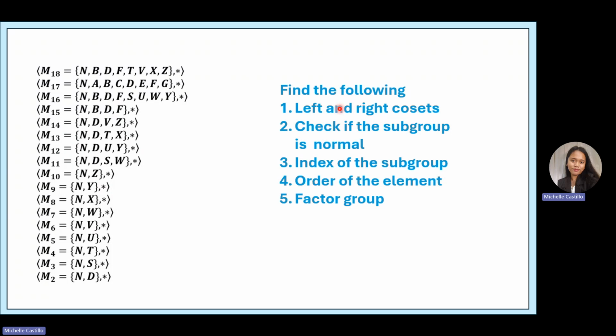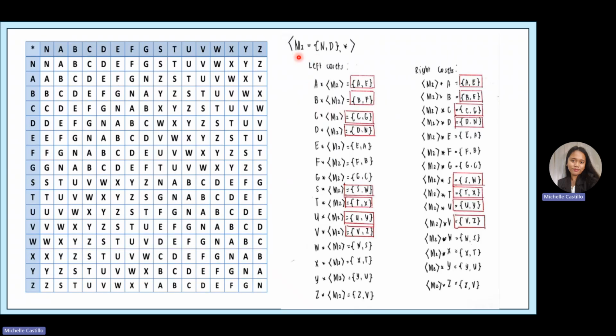So let's start with the subgroup M sub 2 is equal to the set of N and D under the binary operation star. So for the left cosets, to find this, we will operate the elements of the group to the subgroup M sub 2, while on the right cosets, we will operate the subgroup M sub 2 to the elements of the group. So let's start with the left coset.